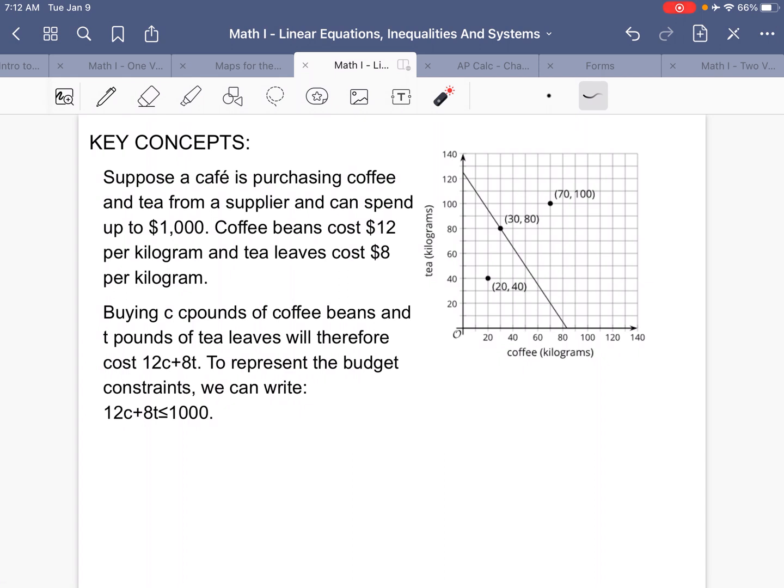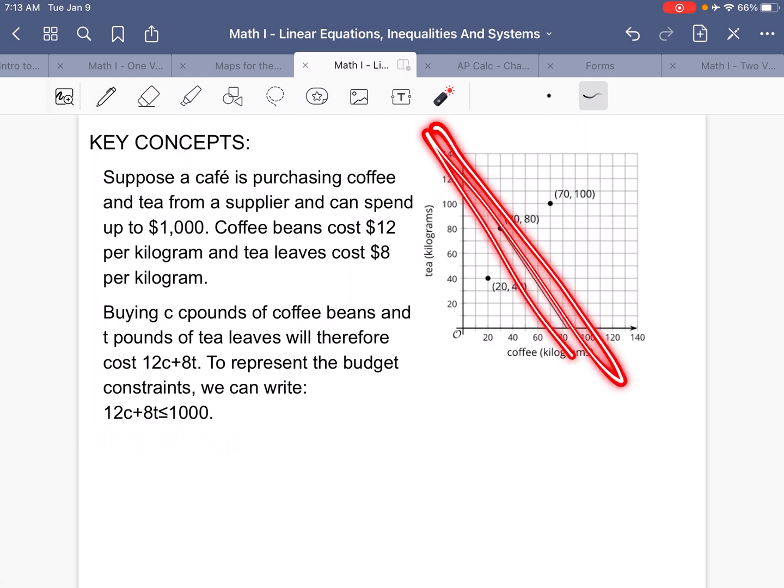Suppose a cafe is purchasing coffee and tea from a supplier and can spend up to $1,000. Up to, that's a maximum limit for their budget. Coffee beans cost $12 per kilogram and tea leaves cost $8 per kilogram. Buying C pounds of coffee beans and T pounds of tea leaves will therefore cost, well, you take 12 times the number of pounds of coffee, plus 8 times the number of pounds of tea, and that needs to be less than or equal to 1,000.